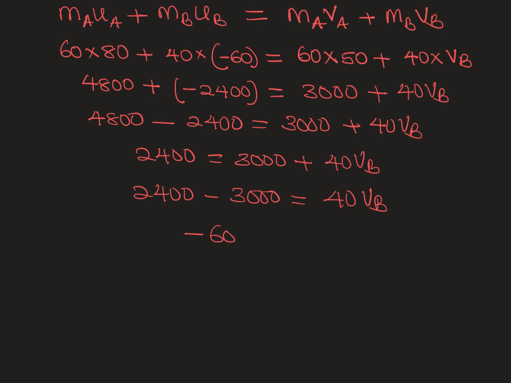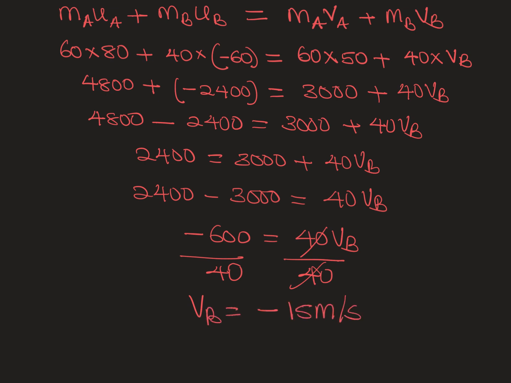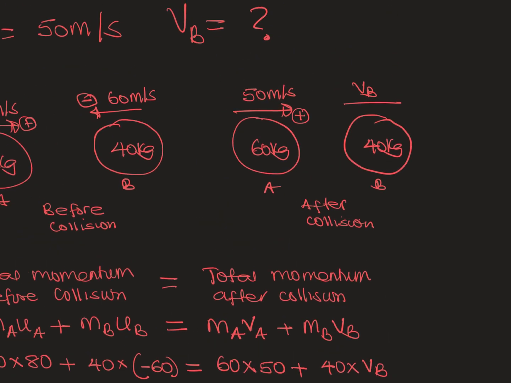Negative 600 is equal to 40 VB. If I want to find VB, I will divide both sides by 40. So VB is equal to negative 15 meters per second, which means VB is moving towards the left.